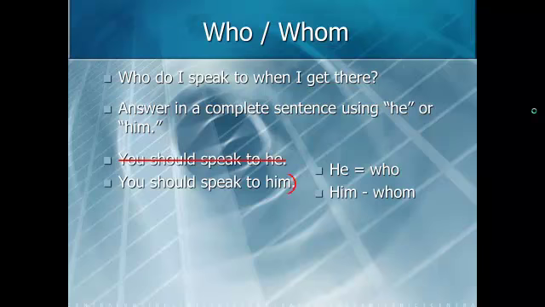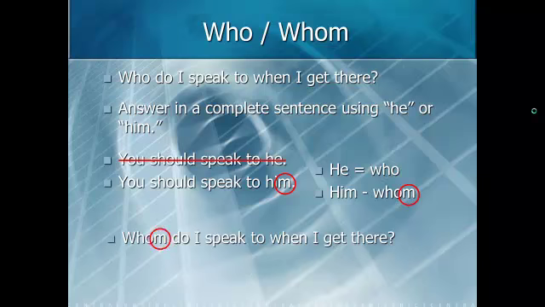And here's how you keep those straight. See the M on the end of the word him? See the M on the end of the word whom. When you complete that sentence, if you end up with him with an M, you need to use whom with an M. So you would write it as, whom do I speak to when I get there? Putting that M at the end.